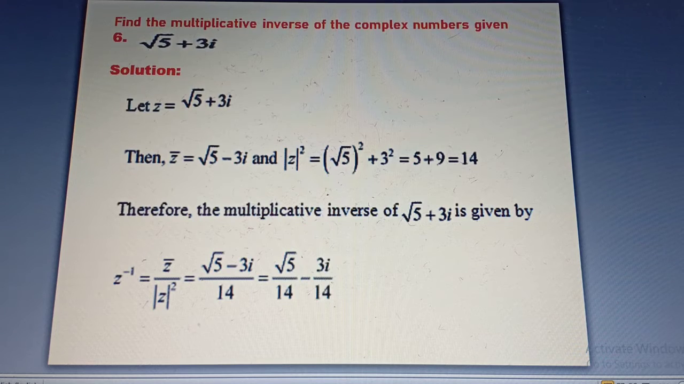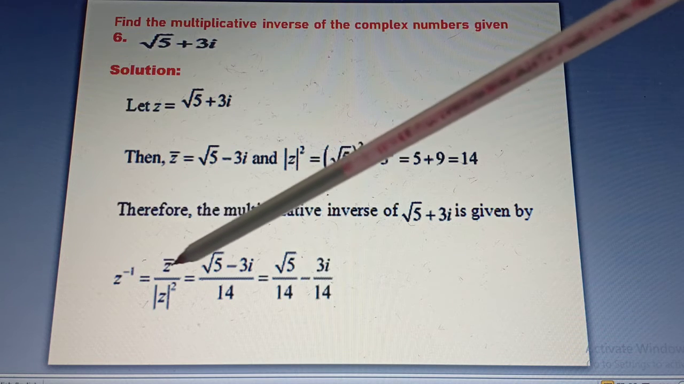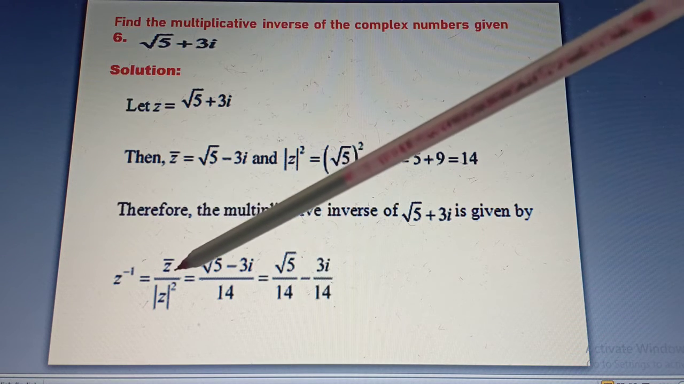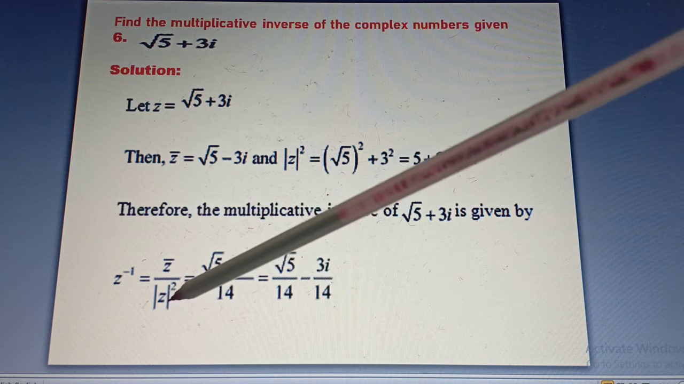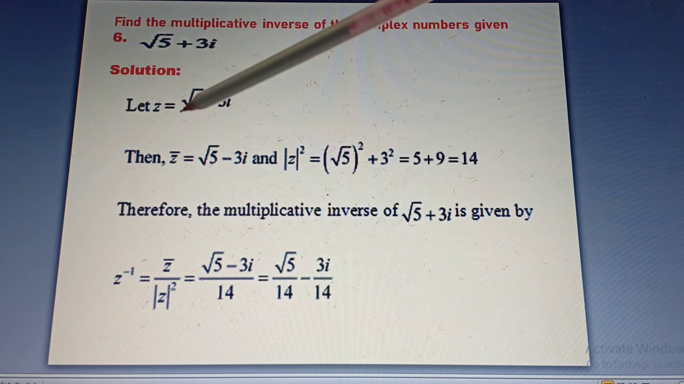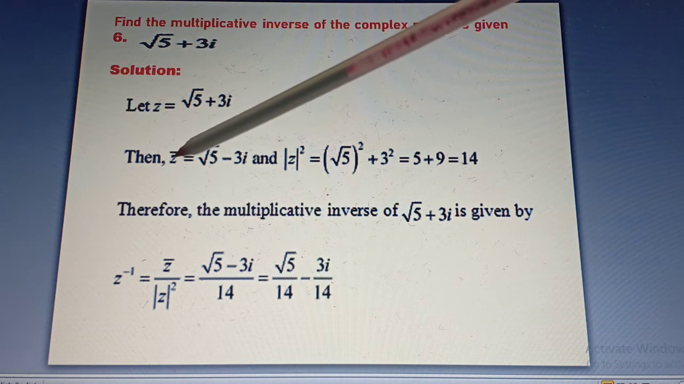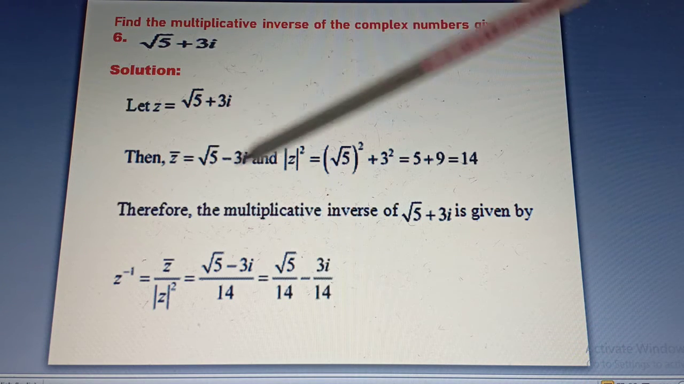So student, the next question is to find the multiplicative inverse of the given complex number. We know that the formula for the multiplicative inverse is z inverse equal to the conjugate of z, z bar, divided by mod z whole square. So first you have to find the conjugate of z. Given z is root 5 plus 3i, so the conjugate of z, z bar, equals root 5 minus 3i.